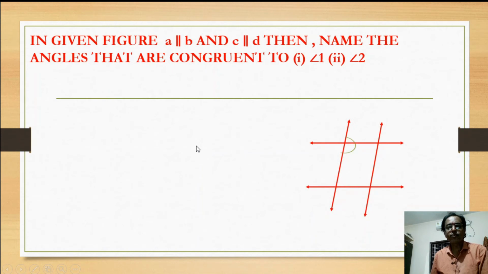Now in the figure A is parallel to B and C is parallel to D. So here we got actually 16 angles.